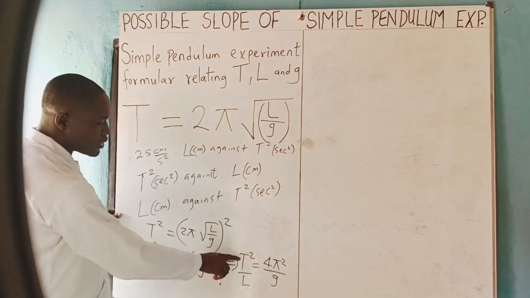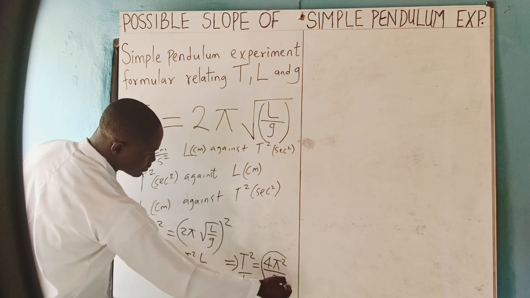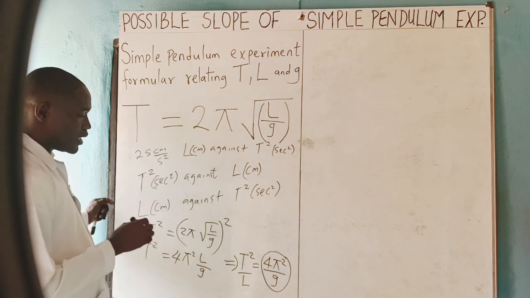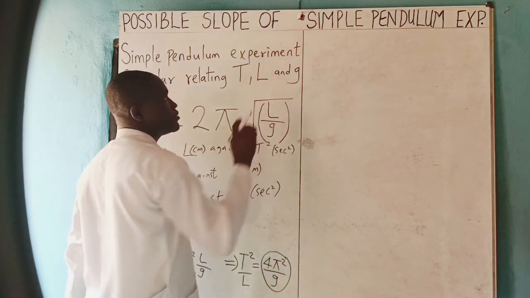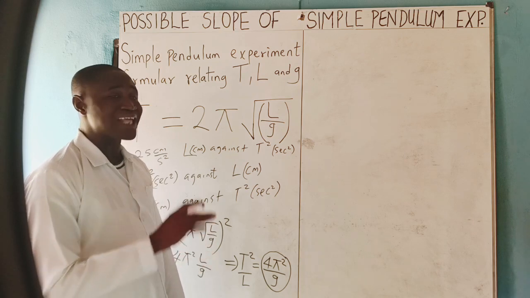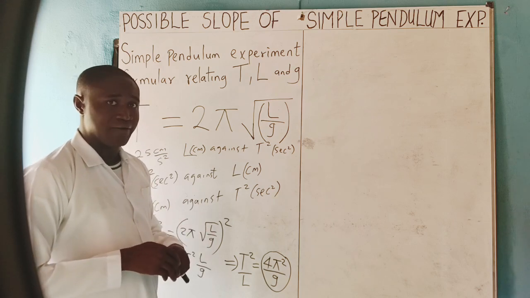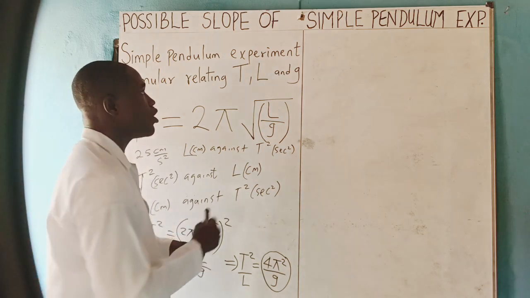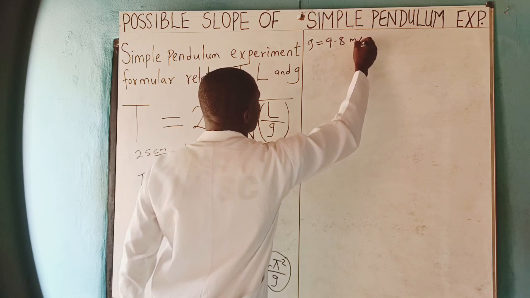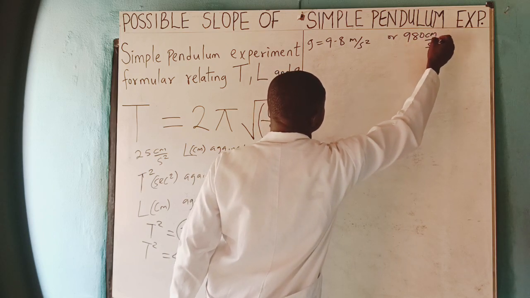That means if you are asked to plot the graph of T squared against L, the slope will be equivalent to 4 pi squared over G, okay? And so what you do now is, recall that G, which is acceleration due to gravity, is constant. And that is the main aim of performing the simple pendulum experiment, that is to find acceleration due to what? Gravity. So that G is constant. On Earth, you have it to be equal to 9.8 meter per second squared or 980 centimeter per second squared.